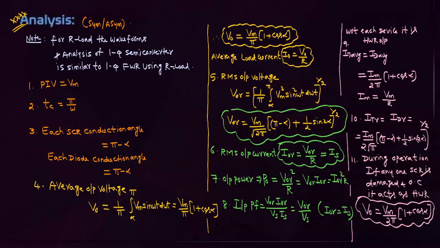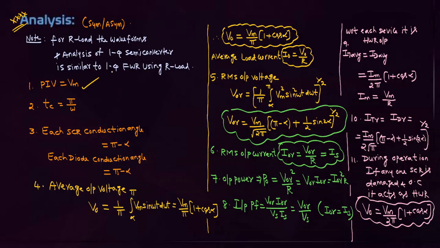Semi-converter with R load: the formulas are similar to the full wave rectifier with R load. Whatever formulas we studied in the full wave rectifier with resistive load, the same formulas are applicable for the semi-converter with resistive load also. It may be a symmetrical or asymmetrical converter. With respect to resistive load, there is no difference, even in conduction angles, between symmetrical and asymmetrical.